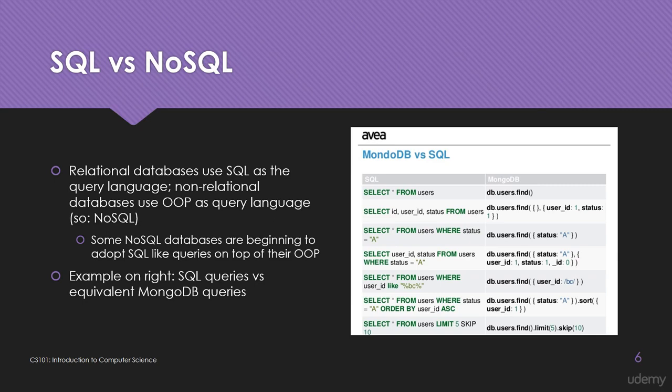Now on the right column, you see the exact same queries on a non-relational database like MongoDB. So db.users.find, and then get just the fields user ID and status, and then you find where status is equal to A, and those sort of things. So you can see that you can do the same sort of queries in a relational database and in a non-relational database. But while relational databases you query in SQL, with non-relational databases you use some other object-oriented programming model.